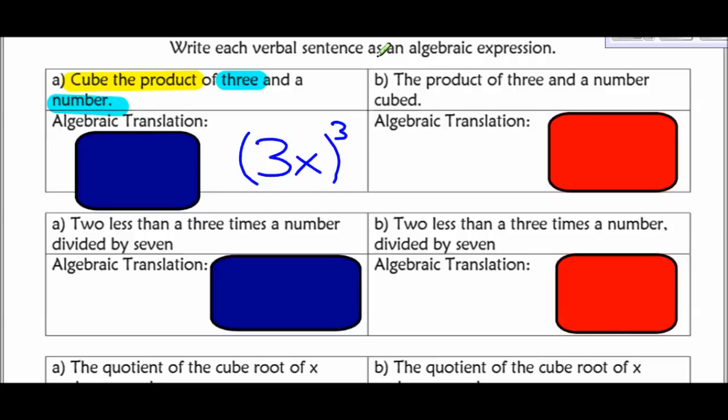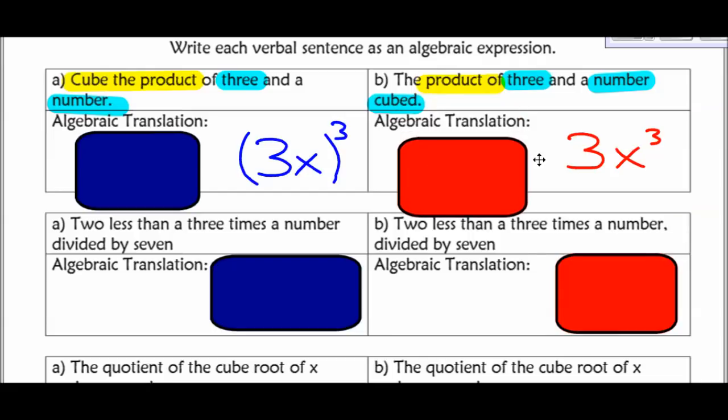The second one is saying the product of 3 and a number cubed. So we have the product of these two things, the product of 3 and a number cubed. We're not cubing the entire thing. We have a number that's cubed, and we're multiplying those two things. We have the product of 3 and some number cubed.